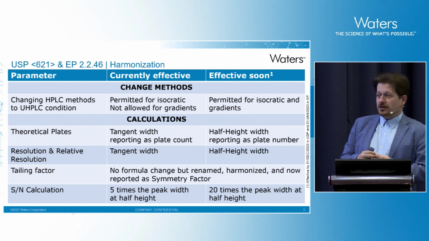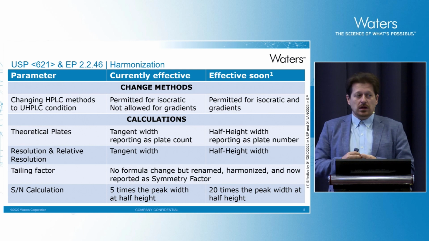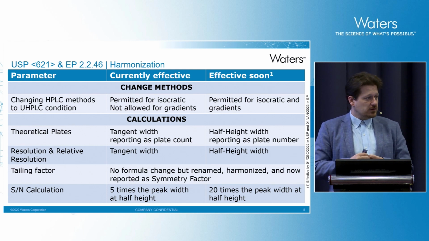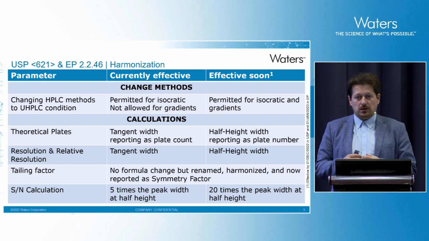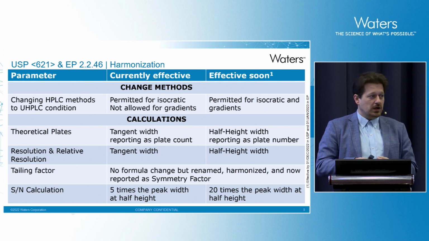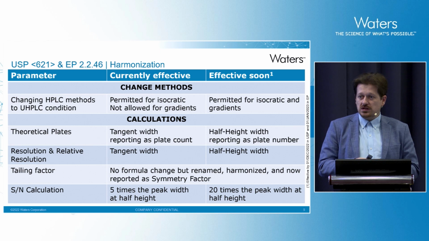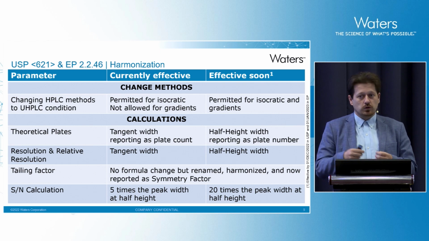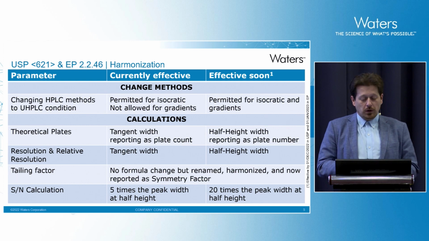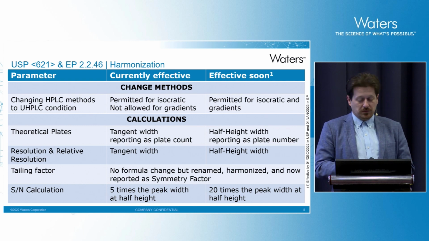Challenging and tricky it gets if you run in-house methods that reference the pharmacopoeia. So imagine you made an analytical procedure many years ago and you wrote, we calculate our signal to noise at detection limit and quantitation limit according to the book. And you did the validation according to the book many years ago. You most likely did not use 20 times the width.